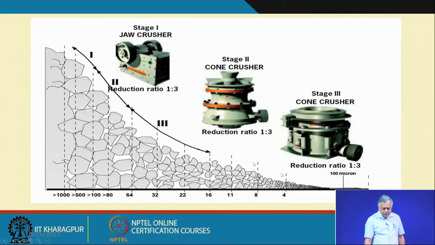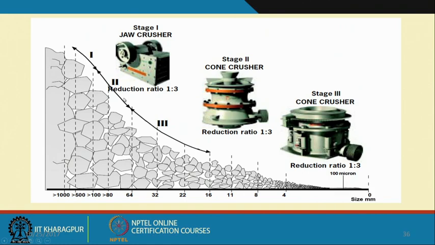There is a beautiful representation of that. Again, I have got it from an open source. Let us assume that this is 400 millimeter and this is the F80, and this is the P80, what we want here. So, you have a reduction ratio of 1:3, that means you have broken it to 1/3, and then 1/3, and then 1/3, and you are ultimately getting your final product. So, you have got three different stages of these crushing operations.